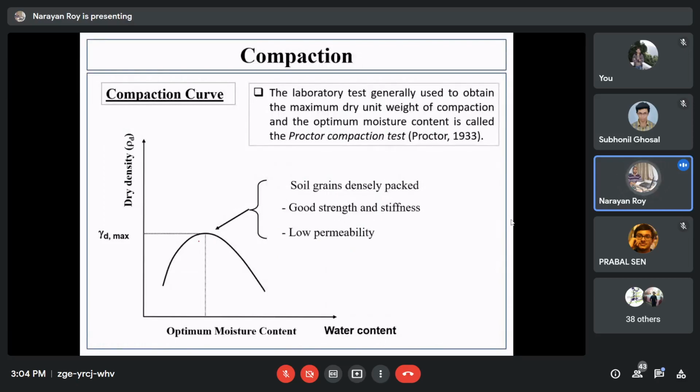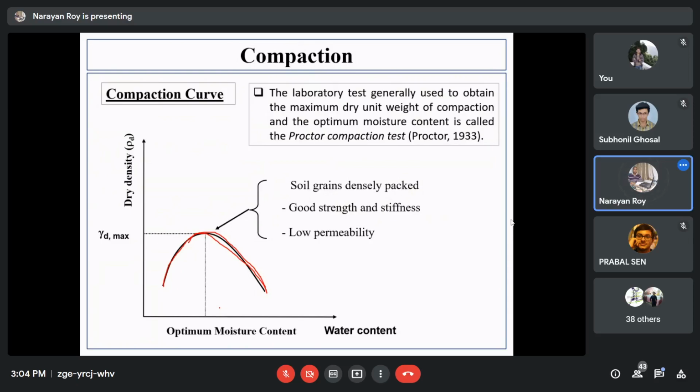Let me take the pointer. See, this is a typical compaction curve. Say we are taking some amount of soil sample, then initially we start by adding a very minimal amount of water, then slowly we increase the amount of water that we are adding to the soil. Once we add water to the soil, what will happen? You already know that water will help the soil particles come into a denser position, and the result will be more compacted soil.